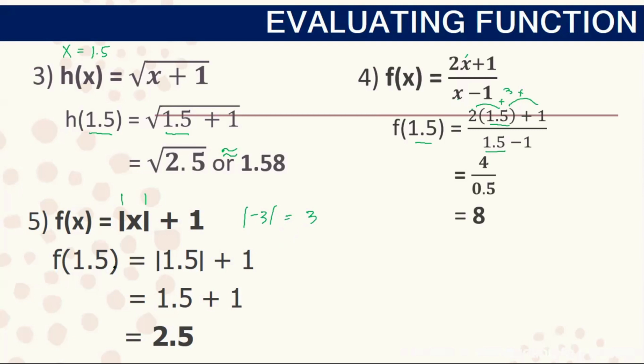So let us continue. Do the substitution. x is equal to 1.5. We have f of 1.5 equals absolute value of 1.5 plus 1. Then the absolute value of 1.5 is simple enough. It's 1.5. Plus 1, we get 2.5. So that's it for the first set of examples in evaluating function.